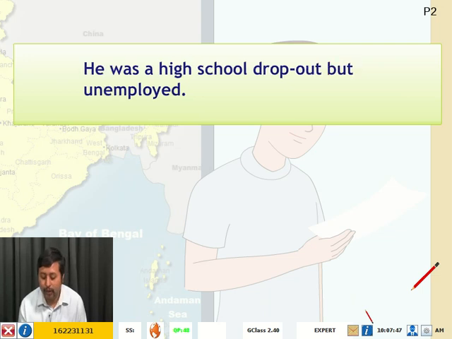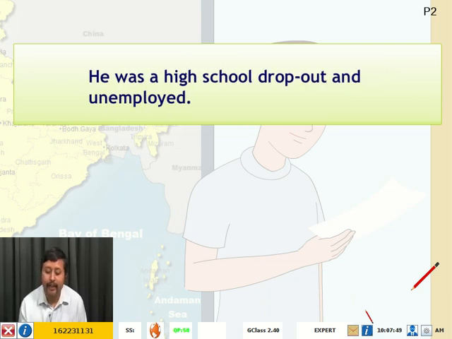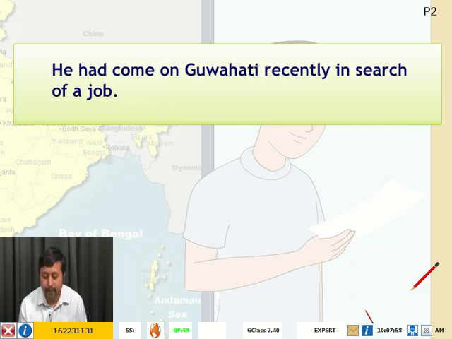Because but says changing the direction, so it should be what? He was a high school dropout and unemployed. He had come on Guwahati recently in search of a job. Is it come on Guwahati? Do you go on school or go to school?